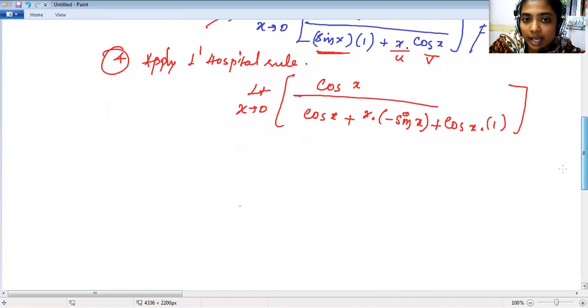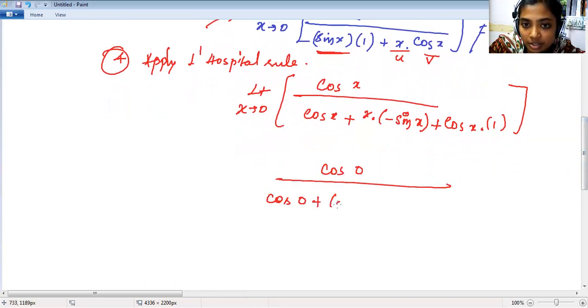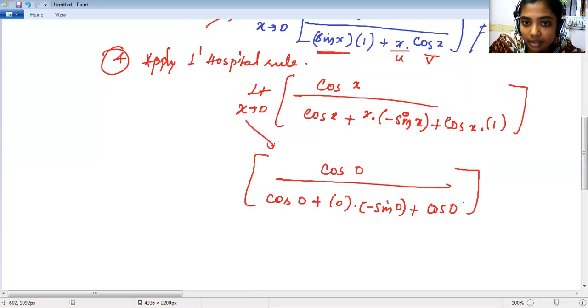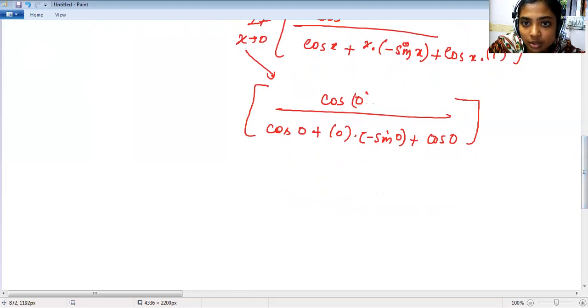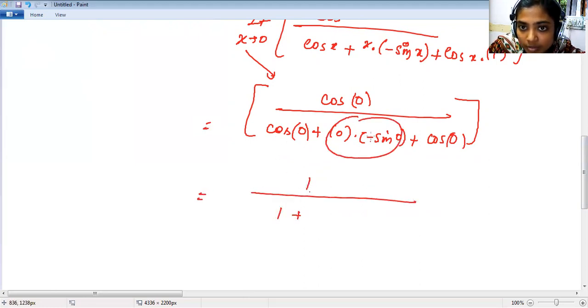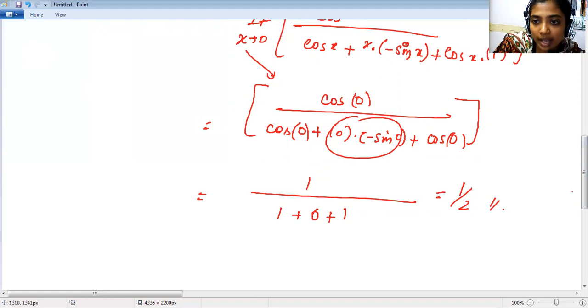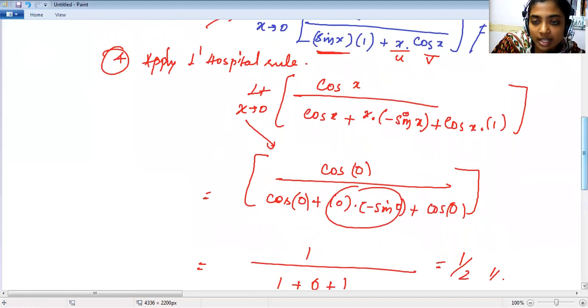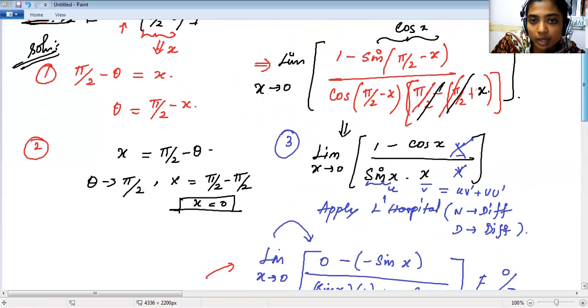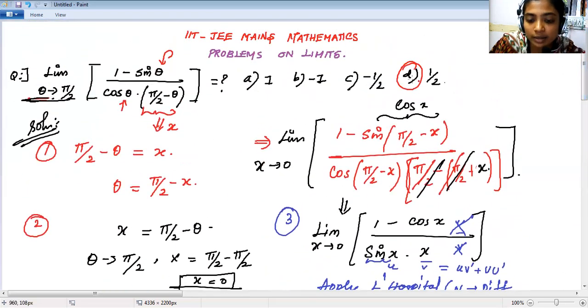Now apply limit x tends to 0. You will be getting cos 0 divided by cos 0 plus 0 into minus sin 0. So the 0 term cancels and cos 0 is here. Cos of 0 is 1, right? So your answer is 1 divided by 1 plus 0, so 0 plus 1. My answer is 1 by 2. So easily I've got the answer. You can follow this substitution method for these kinds of problems and easily get the answer. So my option is D here. Thank you everyone.